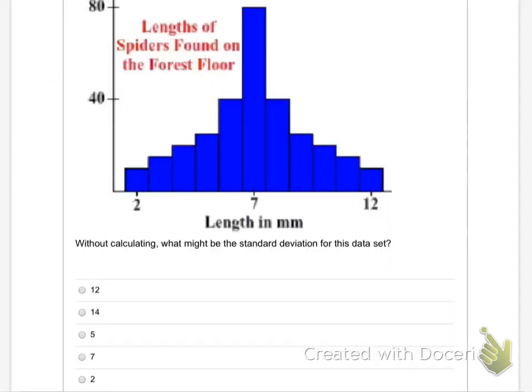Lengths of spiders found on the forest floor. They went out and gathered a bunch of spiders sitting on the forest floor and measured their lengths, like grabbing snails, like I talked about a couple times. Let me make sure this bar graph is making sense, and then we'll dive into the question. Look at that 7, for example. This is millimeters, and this bar goes all the way up to 80. Remember, this is the number of spiders, because this is the frequency.